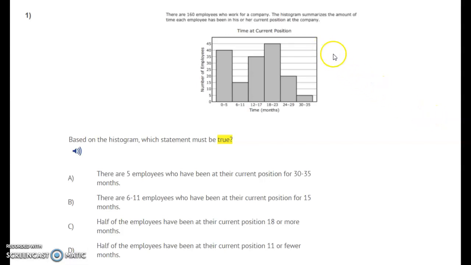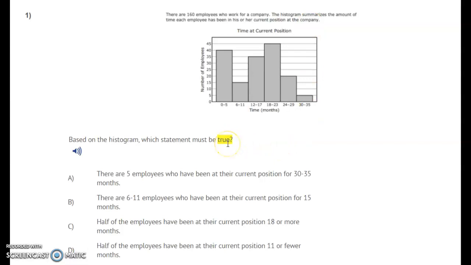So I'm going to come up here to my histogram, and the title is time at current position, number of employees, and time that they were there for the month. So basically this histogram is talking about how many employees were employed for this many months at their current position at their job. So the question says there are 160 employees who work for a company. The histogram summarizes the amount of time each employee has been in his or her current position at the company.